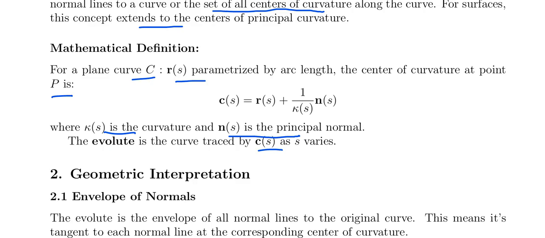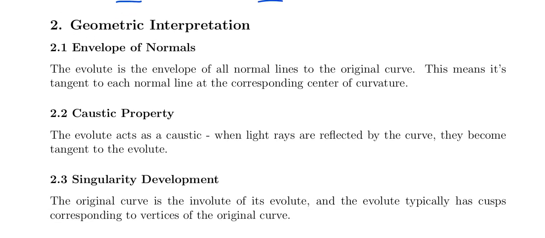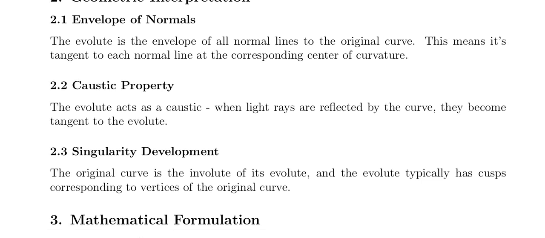That means the curve traced by the center of curvature is called the evolute. And the envelope of the normal: the evolute is the envelope of all normal lines to the original curve. This means it is tangent to each normal line at the corresponding center of curvature.